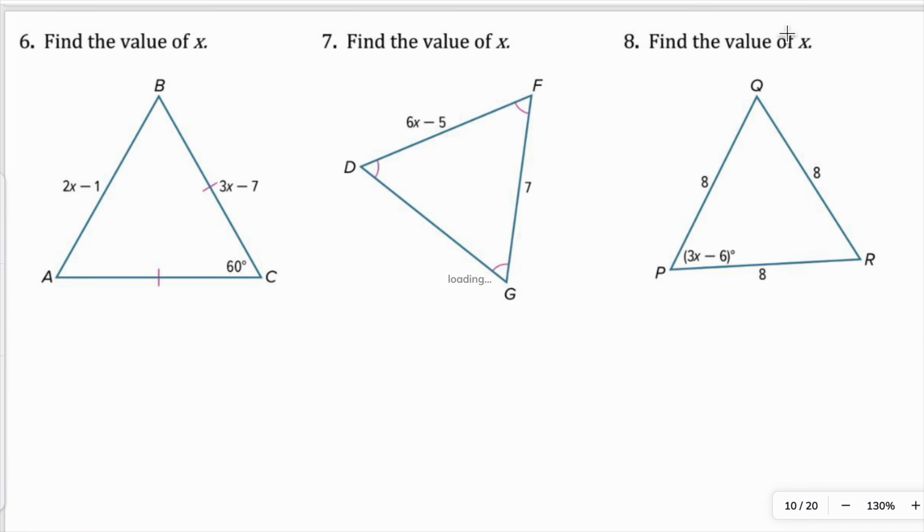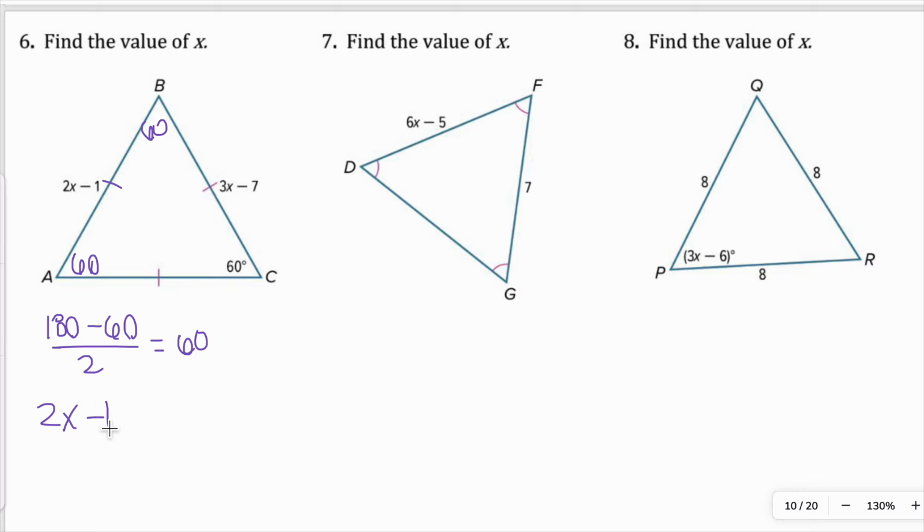Okay. Number 6, finding the value of x. It looks like this is showing it's an isosceles triangle that's being marked. So that means I would take 180 minus 60 and divide that by 2. And that's still going to give me 60. So that means all 3 of my angles are 60, which means all 3 of my sides are equivalent.